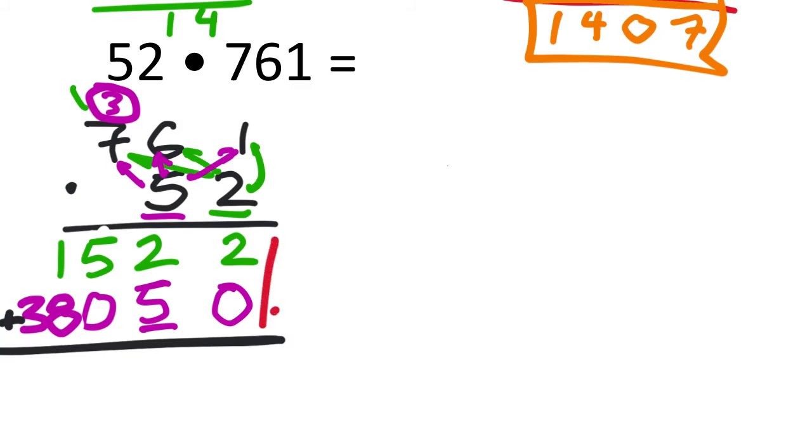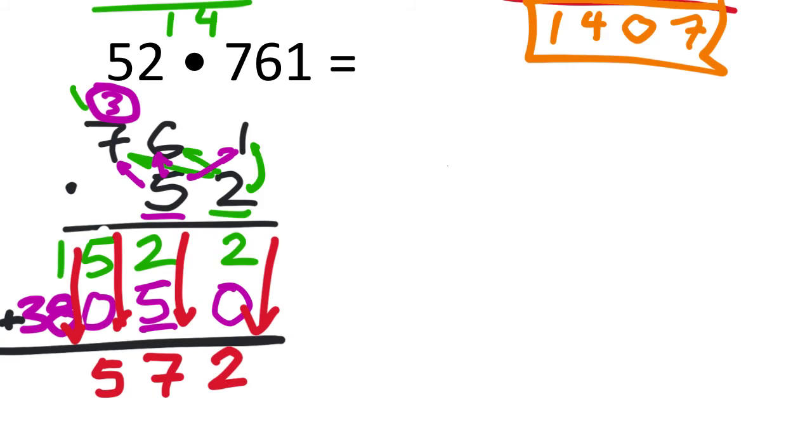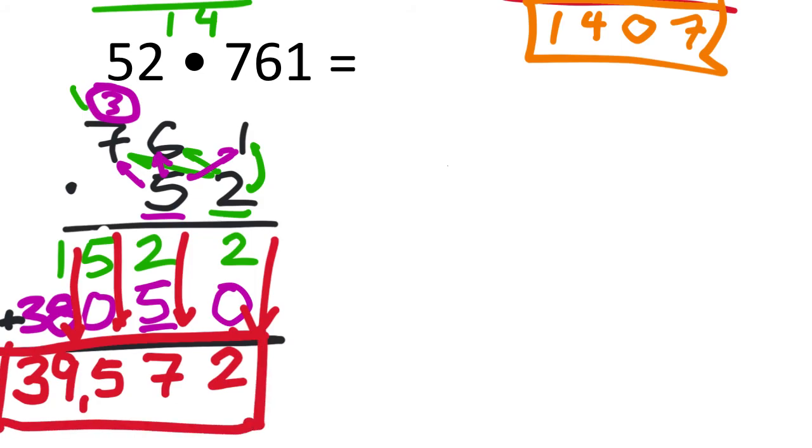Again, starting in the ones place value, 2 plus 0 is 2. And now the tens place value, 2 plus 5 is 7. And the hundreds place value, 5 plus 0 is 5. And now the thousands place value, 1 plus 8 is 9. And then the 3 just drops as 30,000. So our final product of 52 and 761 is 39,572.